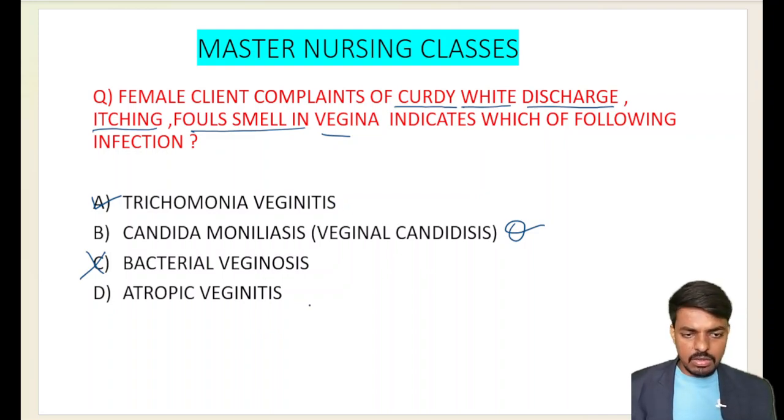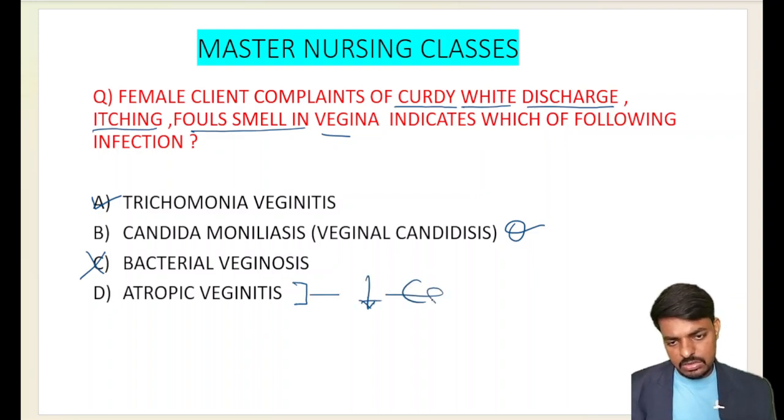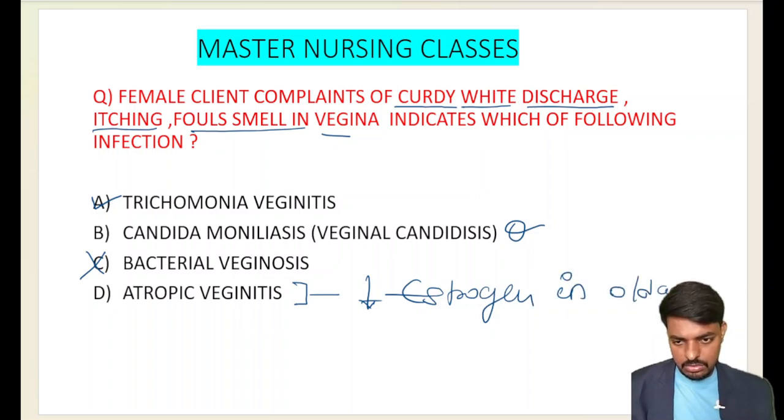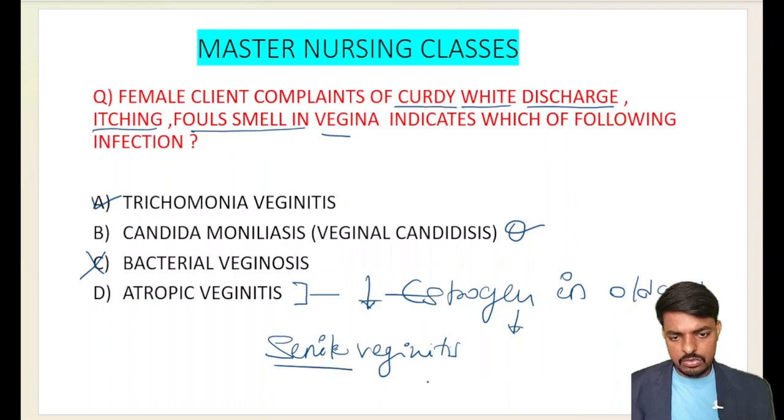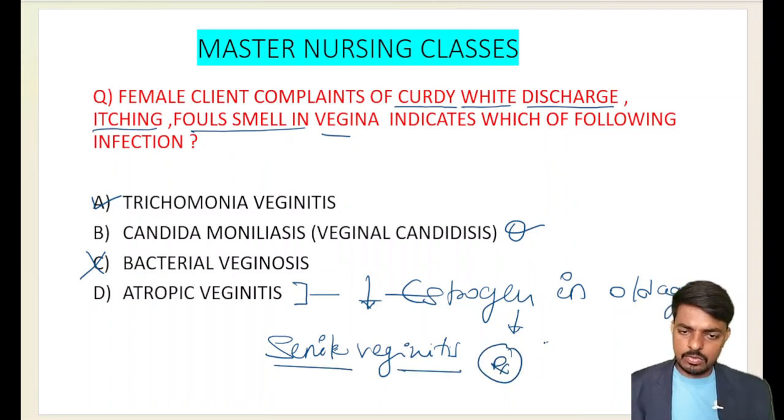Okay, so what is atrophic vaginitis? Atrophic vaginitis occurs due to decreased estrogen in old age females. In old age ladies it occurs due to decreased estrogen, so this is also called senile vaginitis, meaning the vaginitis is occurring due to the aging process. So here our treatment is estrogen cream, which we will advise.